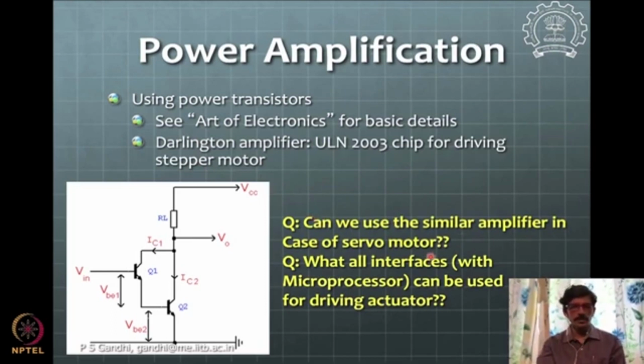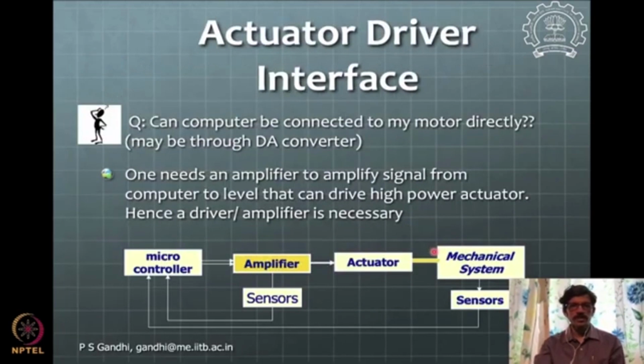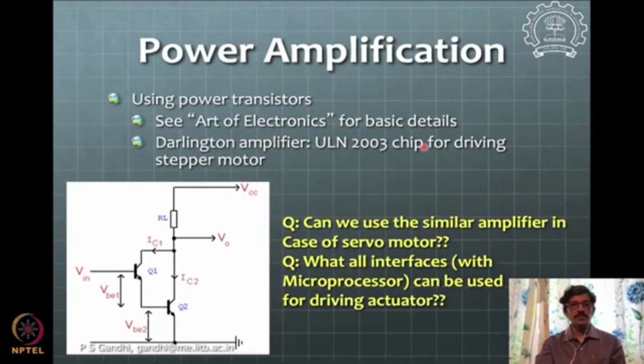If we use this amplifier with the servo motor, what we are talking about here, in this actuator driver interface, is a servo motor, not a stepper motor. And this is not really the aero modeling servo motor, so there are different kinds. Although the terminology is the same, what we are talking about is a permanent magnet DC motor. We will use this term permanent magnet DC motor rather than servo motor.